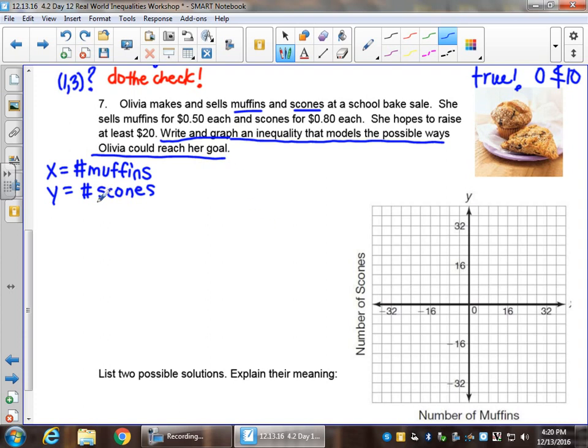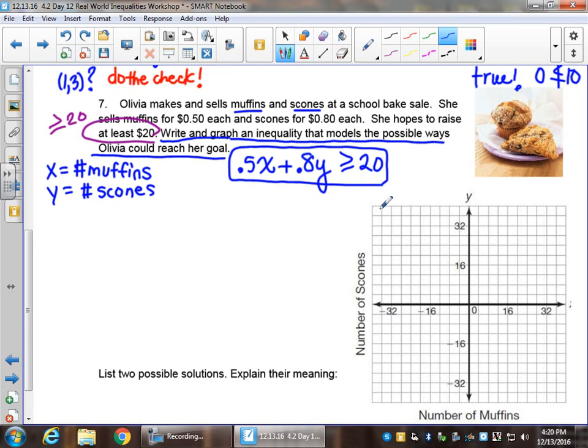We've underlined our question, we've defined our variables, we're ready to write our inequality. So muffins sell for 50 cents each, and that's what X represents. So 0.5X. By the way, that's the same as 0.50X. So whichever you prefer. 0.5X plus 80 cents for the scone, so 0.8Y. She wants to sell at least $20. That is greater than or equal to 20. So at least 20.